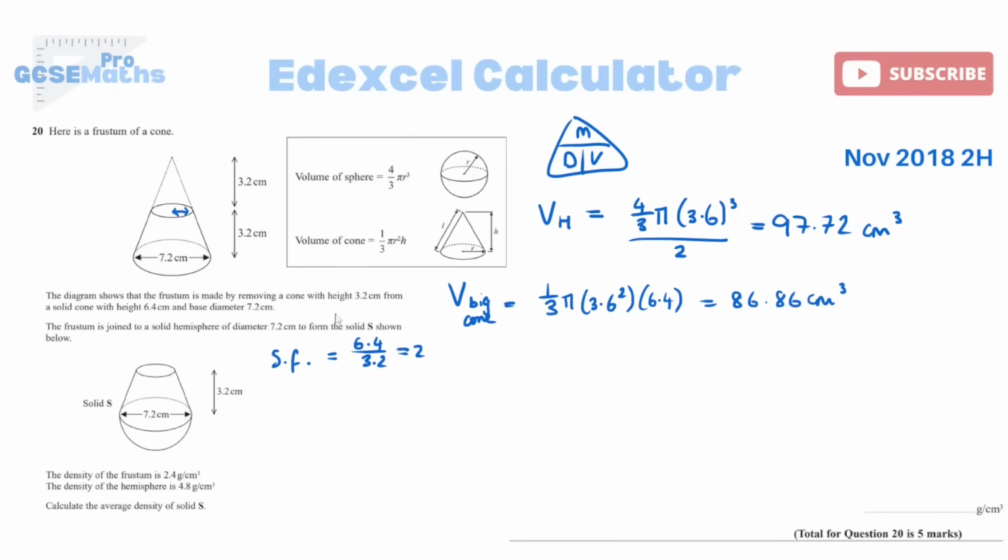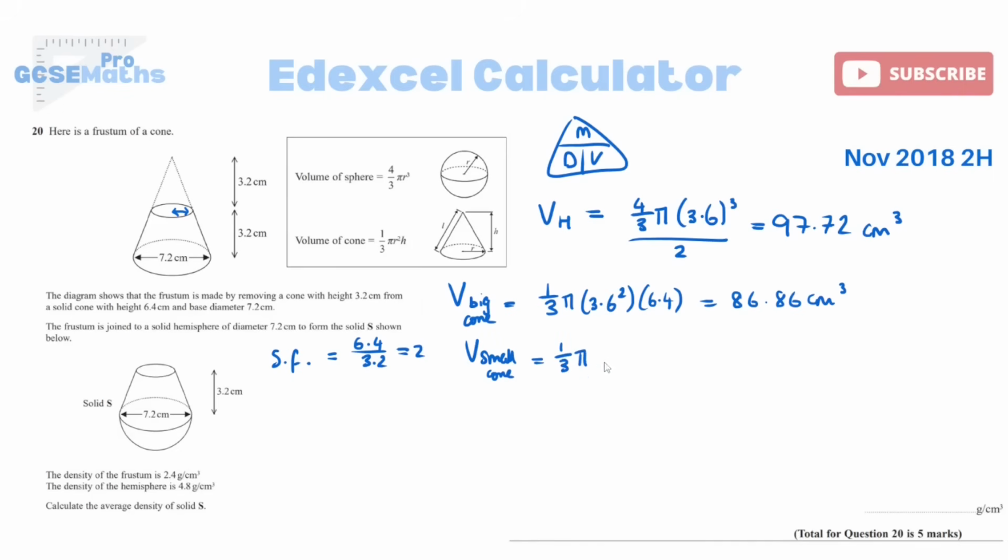So what we're saying is the big cone is twice as big as the small cone. So the radius for the big cone is twice as big as the radius for the small cone. So for the volume of the small cone, the radius of the small cone is just half of the radius of the big cone. So just be careful because we've halved the diameter to get the radius, but then we're halving the radius again to get the small radius.